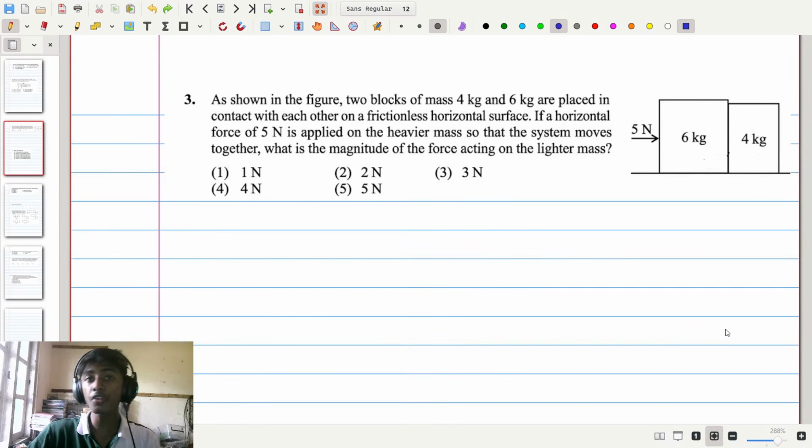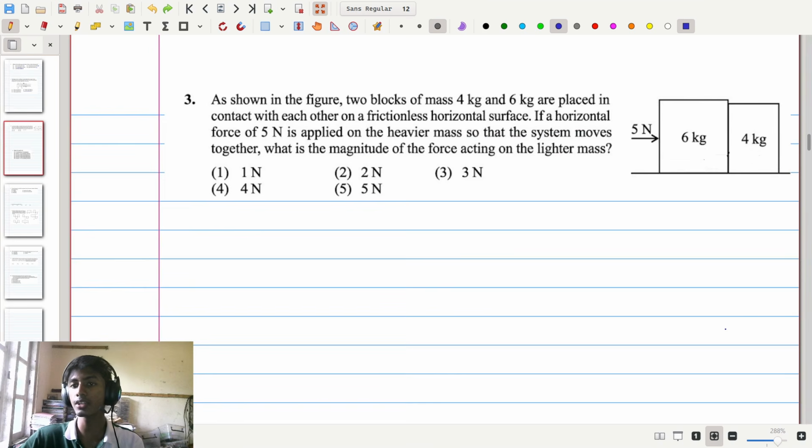Now moving on to the third question. The third question says, as shown in the figure, two blocks of mass 4 kg and 6 kg are placed in contact with each other on a frictionless horizontal surface. If a horizontal force of 5 newtons is applied on the heavier mass so the system moves together, what is the magnitude of the force that is acting on the lighter mass?